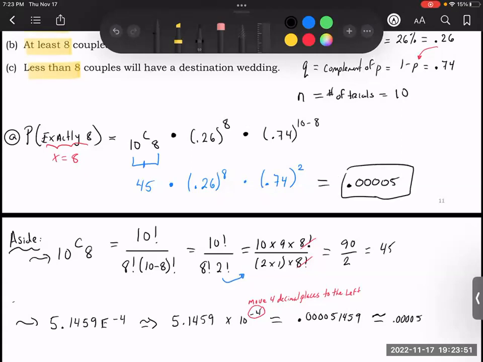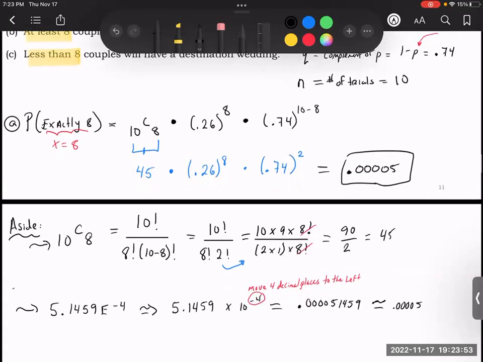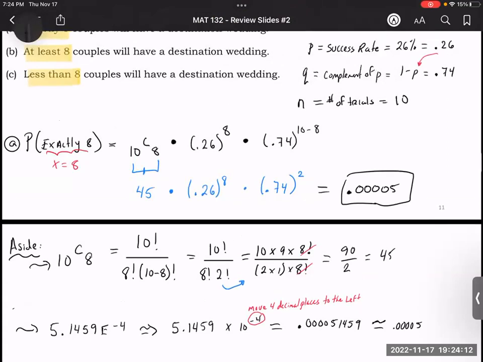So do you think the probability of this event happening, getting exactly 8 out of the 10 couples, is a likely thing to happen based on our probability? No, this seems very, very unlikely. Okay, so that was part A. We took care of that. Any questions?